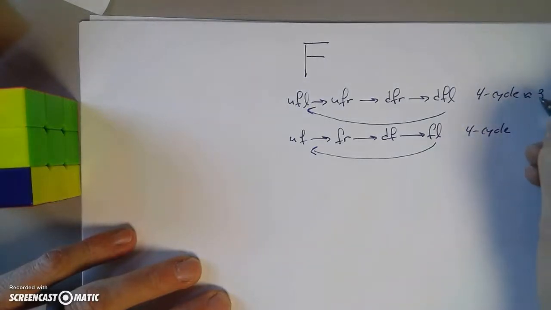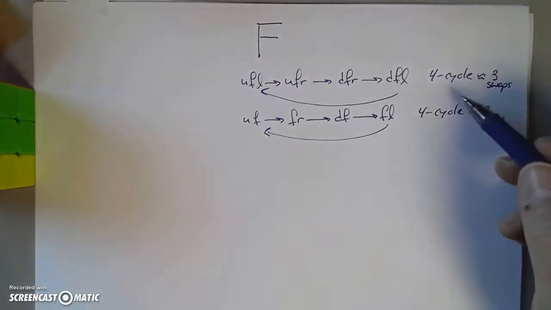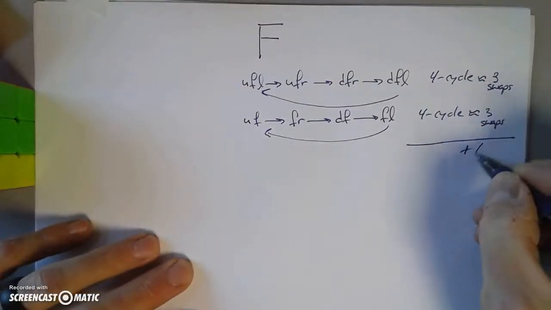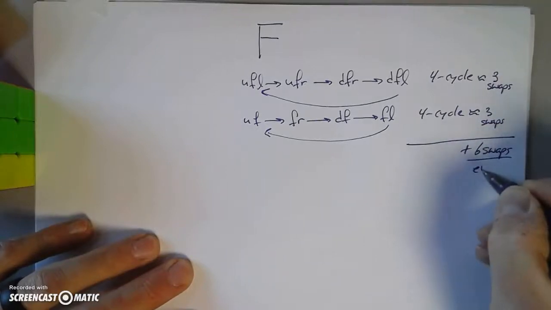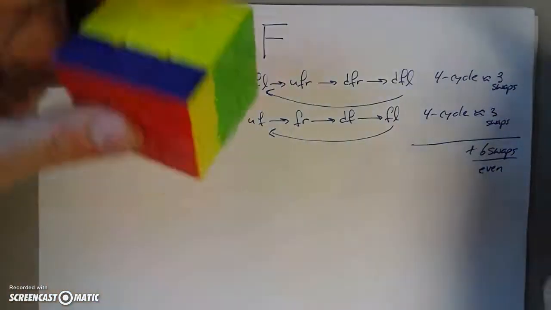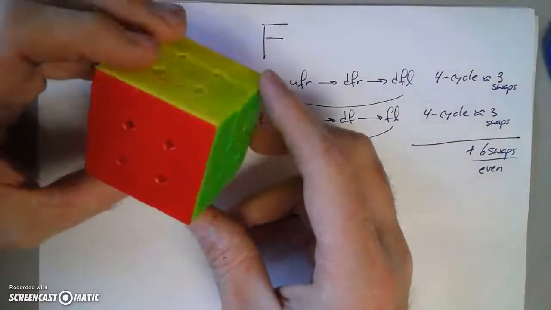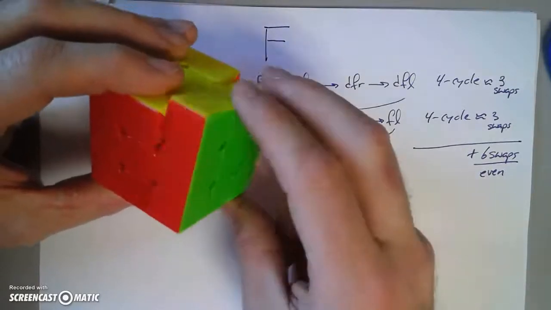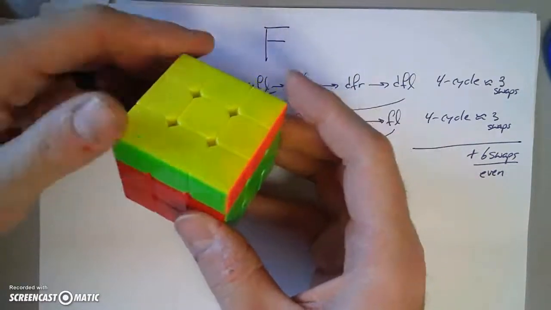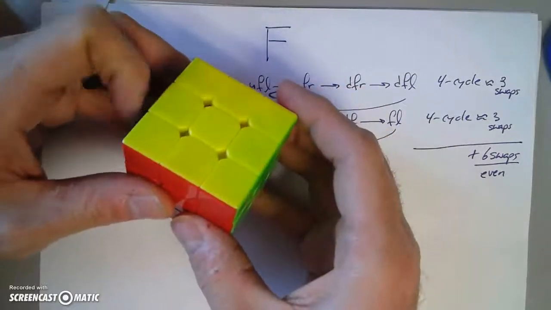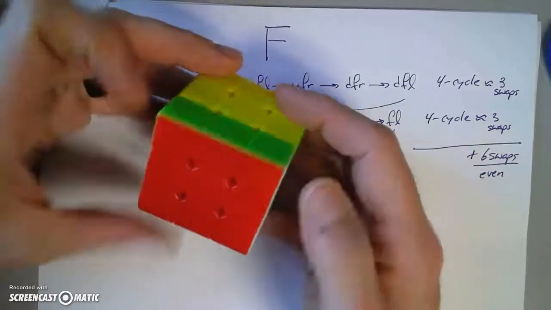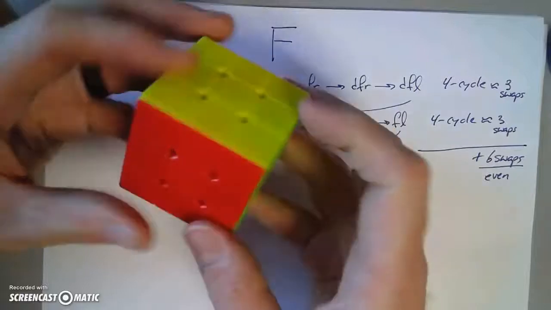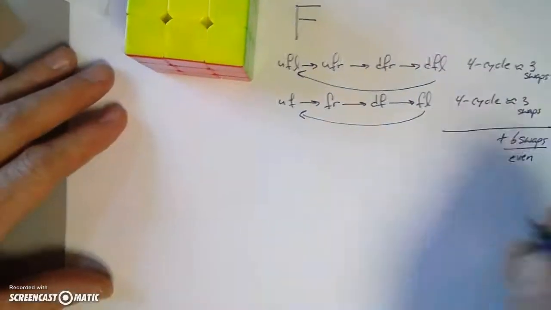So this is equivalent to 3 swaps, and this is equivalent to 3 swaps. Even though it's not a literal 3 swaps, you could achieve the same thing if you physically removed the pieces 2 at a time and swapped them. So this is the same thing as 6 swaps, which is even. So F is even. Now the important thing to note is that that was F, but it's no different for R. R still has 4 corners in a 4 cycle and 4 edges in a 4 cycle. U would still have 4 corners in a 4 cycle and 4 edges in a 4 cycle. It wouldn't matter if I had done F inverse. That's still 4 corners in a 4 cycle and 4 edges in a 4 cycle. So every quarter turn of a face of a 3x3 is an even permutation.